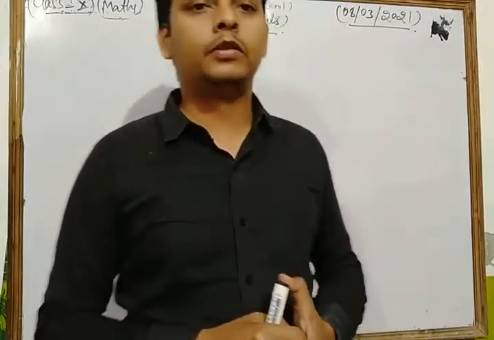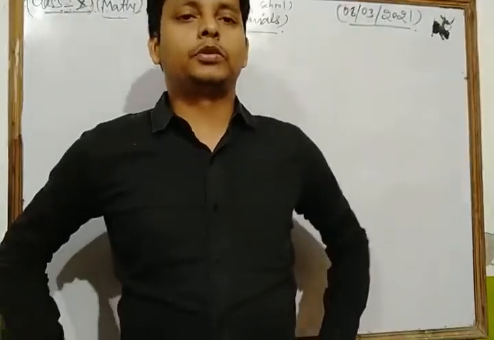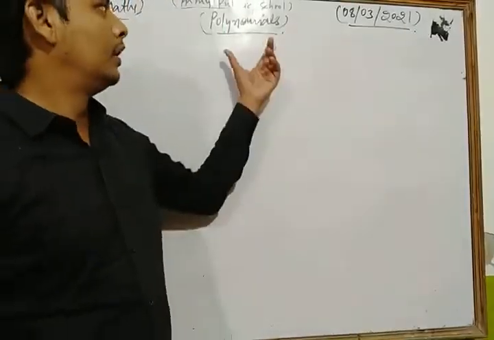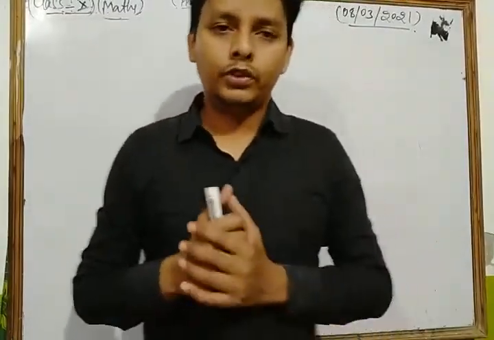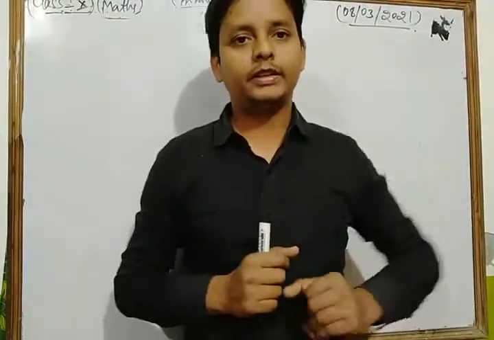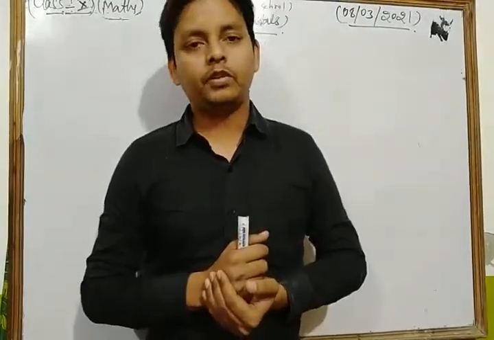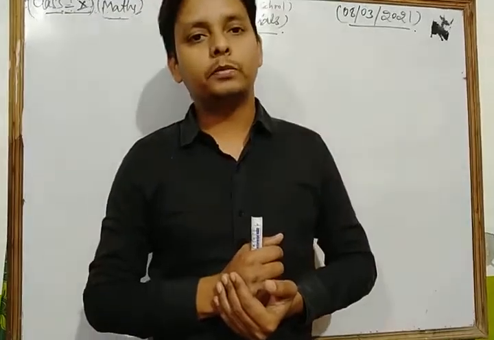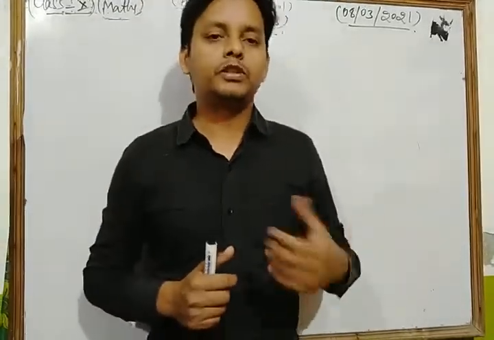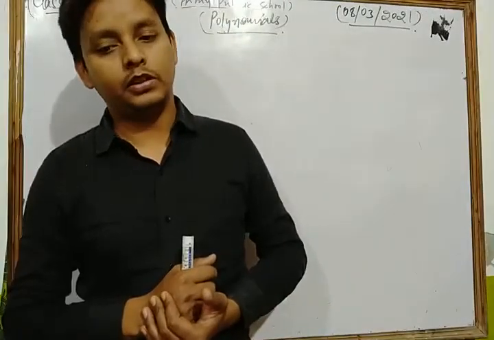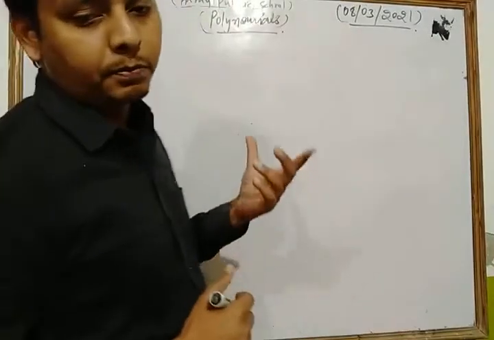Dear students, today we are going to discuss a very important chapter of your syllabus, which is polynomials. First of all we discuss polynomials, then we discuss the types of polynomials. After that we discuss the zeros of the polynomial, then the relationship between zeros and the coefficients of the polynomials. So first of all, we discuss the concept of polynomials.